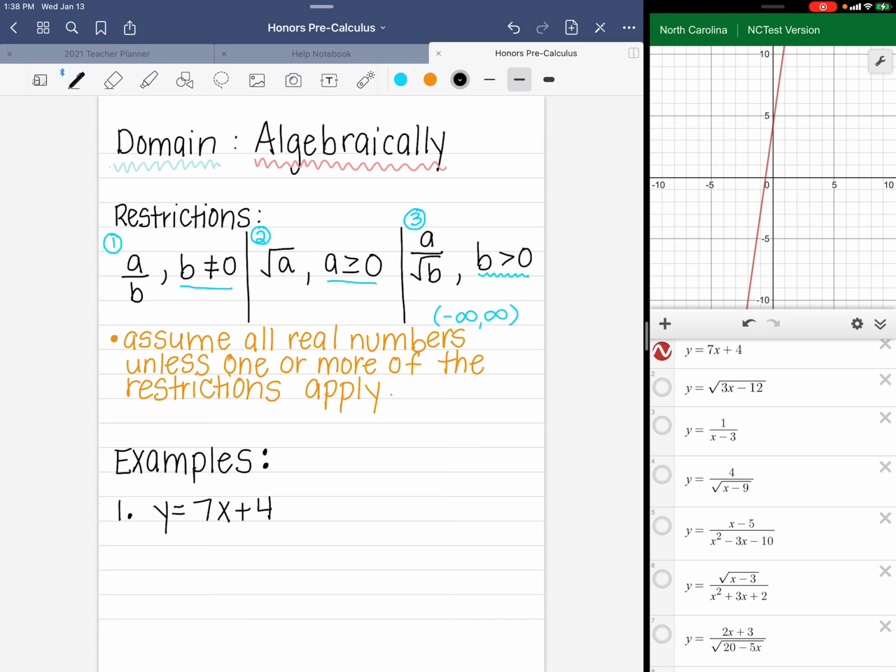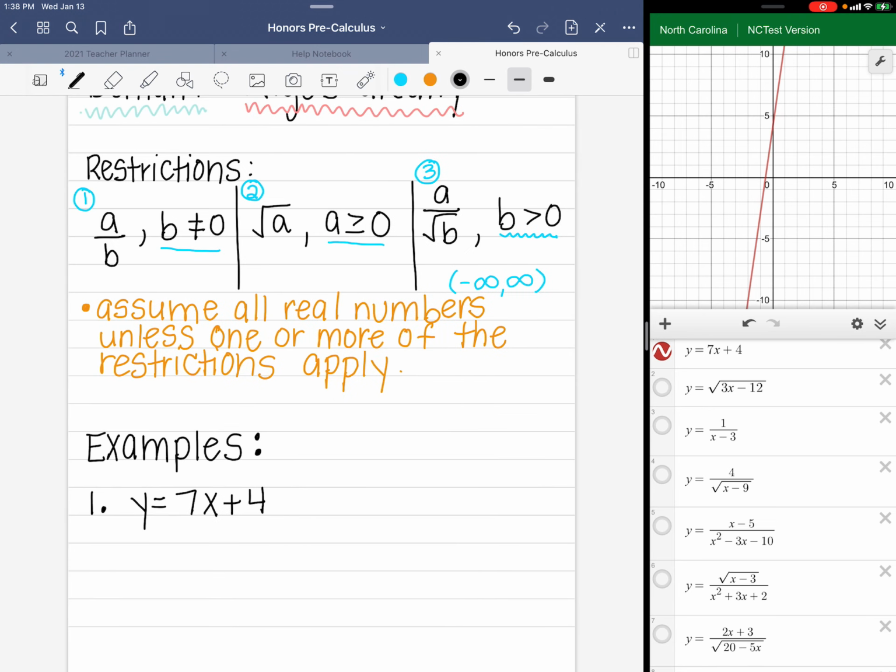So when I'm looking at my first example, I have y equals 7x plus 4. Now, I'm going to assume that the domain is negative infinity to infinity unless it has restrictions. So I ask myself, does it have a fraction? No, so that's not a restriction. Does it have a square root? No, and it doesn't have a combination of both. So automatically, my domain for this problem is going to be negative infinity to infinity just by looking at the equation because it doesn't have restrictions.